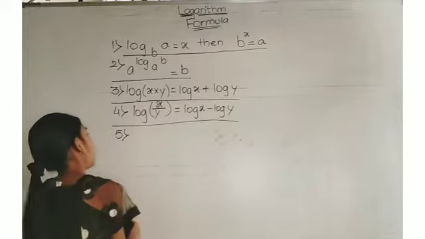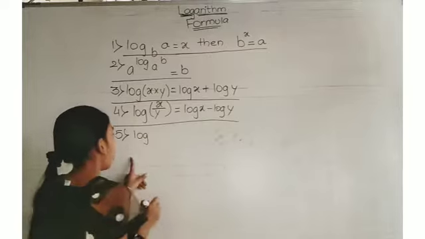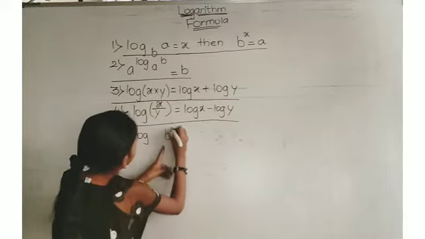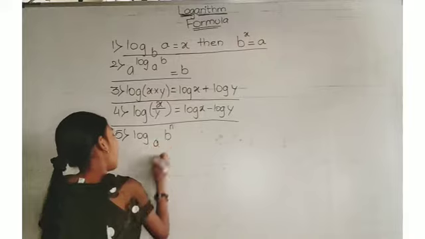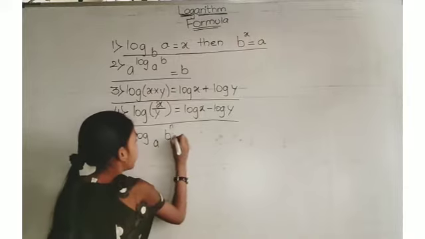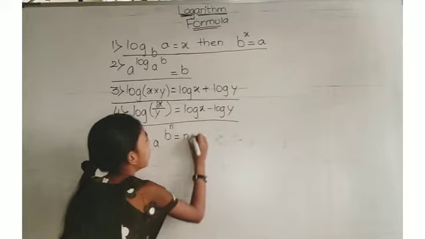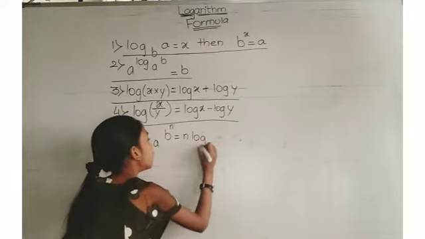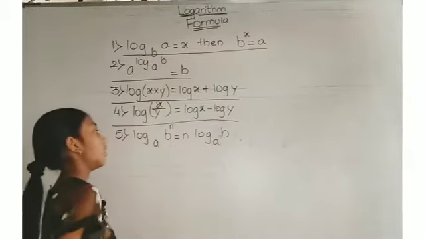Now the fifth one, log b raised to n base to a is equal to n log b base to the a.